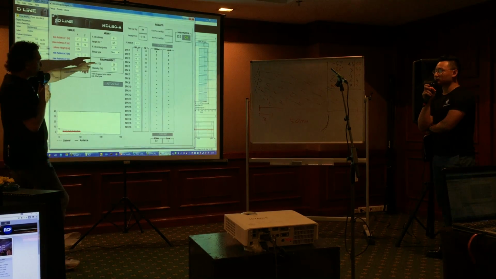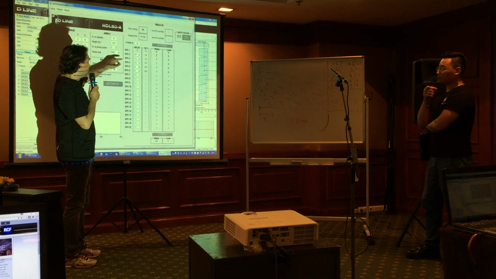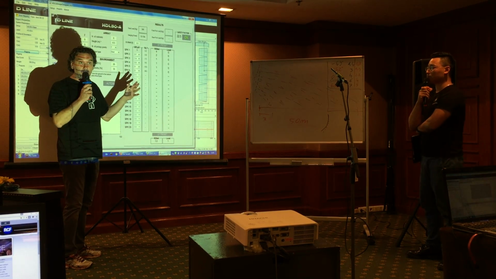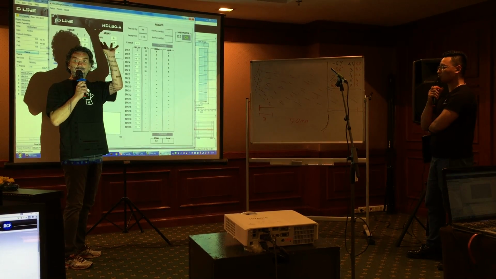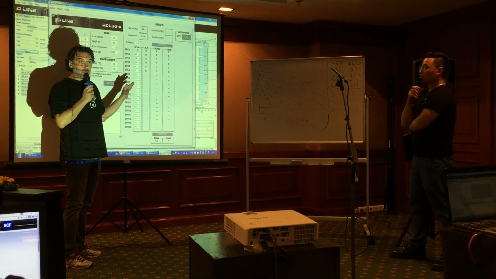So let's have a look. 0.7, 1.4, 2.2, 4 and 5. Because the first box has no angle. Because the first box, the box attached to the flybar, is always at 0 degrees.